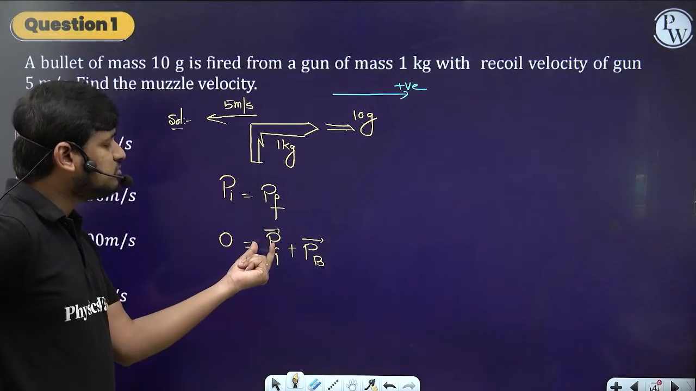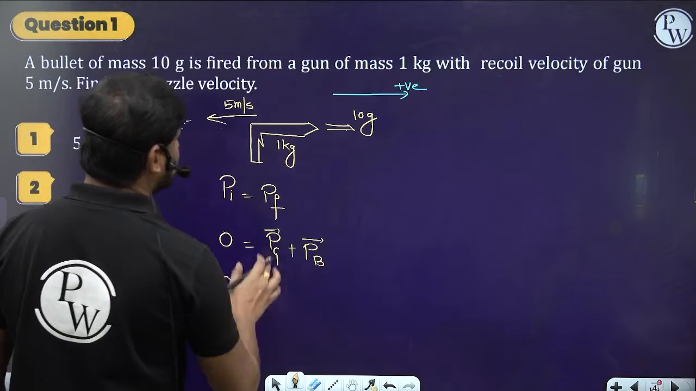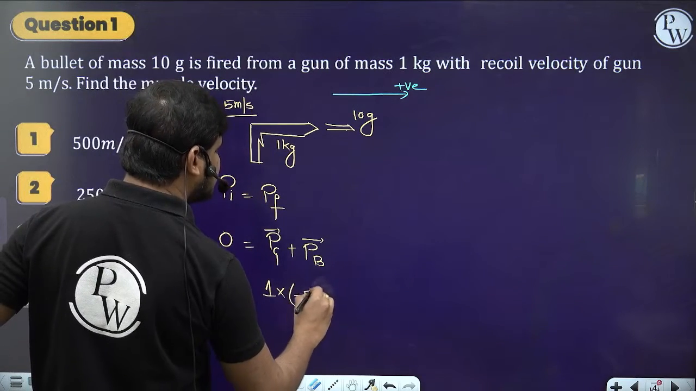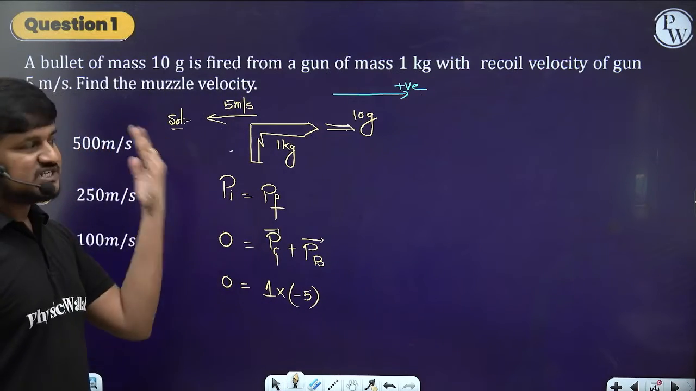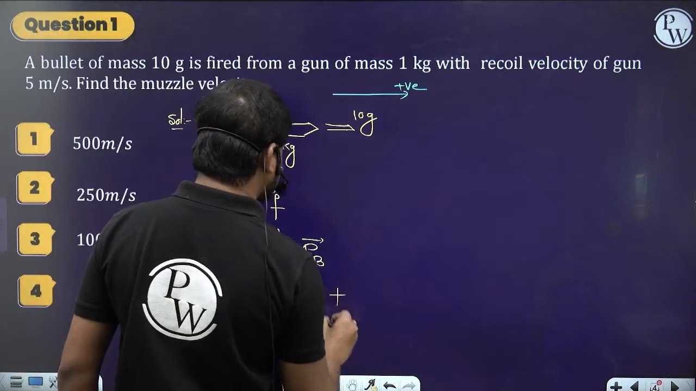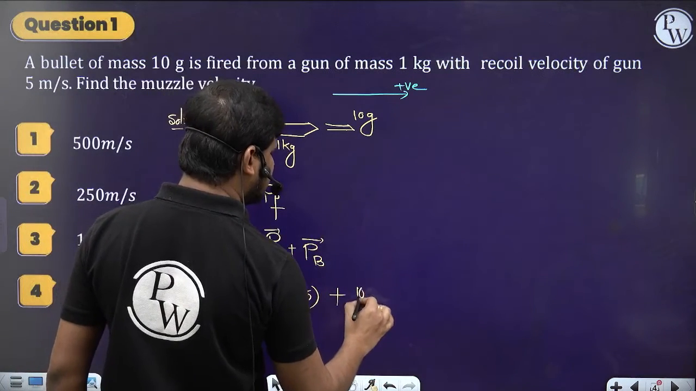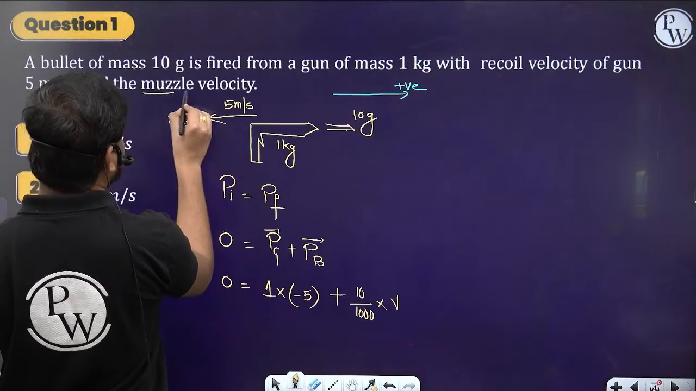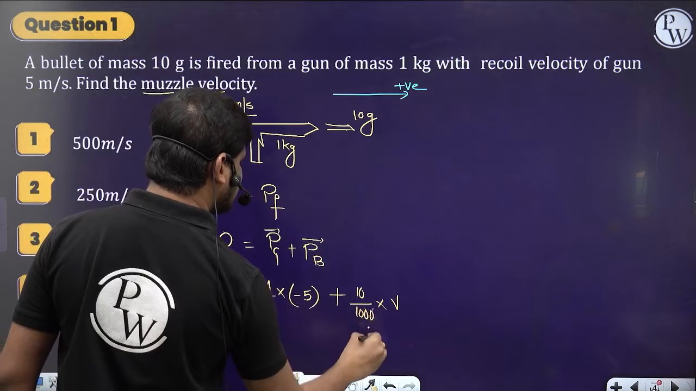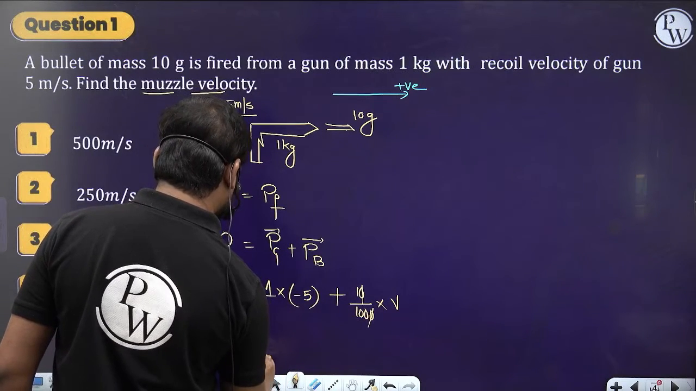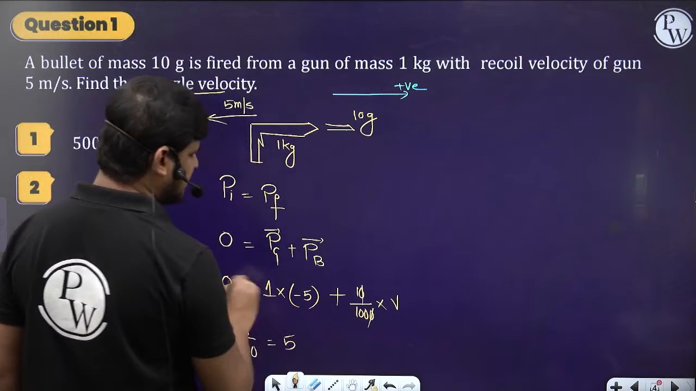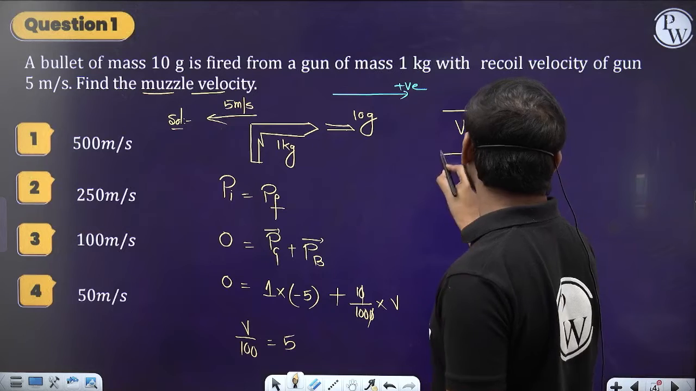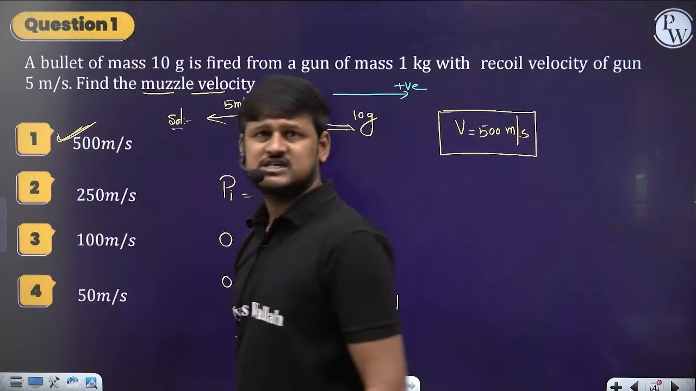So finally, the gun's momentum plus the bullet's momentum, 0 will be equal to, the mass of the gun 1 kg into the gun velocity, minus 5, because I am taking the right side direction as positive, so the left side direction as negative. Plus the momentum of the bullet: the mass of the bullet is 10 grams converted to kg, 10 by 1000, into the velocity of the bullet, which we have to find, which is nothing but the muzzle velocity. Now the zeros cancel, so V by 100 is equal to 5 sent to this side, so V is equal to 500 meter per second. This V is the muzzle velocity of the bullet, which is 500 meter per second. Simple question, right?